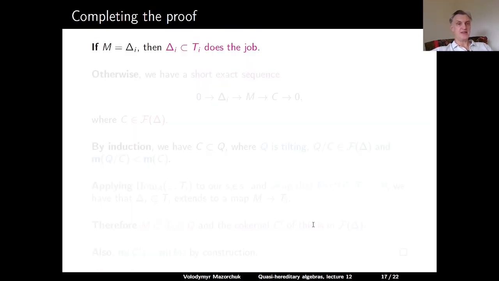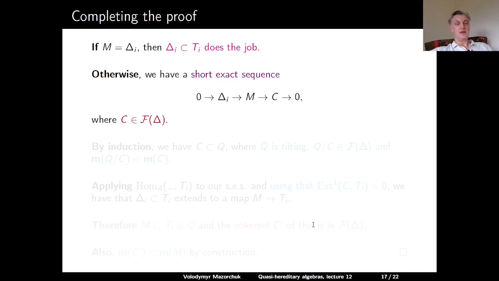So if M is the standard module Δi, then we can embed Δi into Ti. The cokernel is filtered by smaller Δs, and we are done. If M is not a standard module, then M has a standard filtration, so we can embed some standard module Δi into M, such that the cokernel C has a Δ filtration. By induction on the length of the Δ filtration, we have that the cokernel can be embedded into some tilting module Q, such that the cokernel, so Q over C, has a Δ filtration, and the bold M invariant of Q modulo C is strictly smaller than the bold M invariant of C.